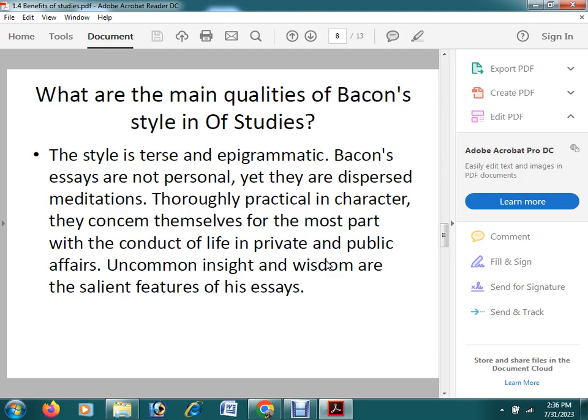And another thing, I had been talking about a stylistic question. This slide can answer you. What is the style of Bacon's essay? The style is terse and epigrammatic. Write these two words, terse and epigrammatic.